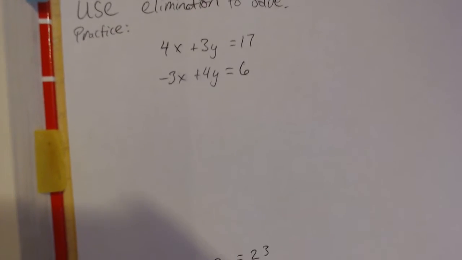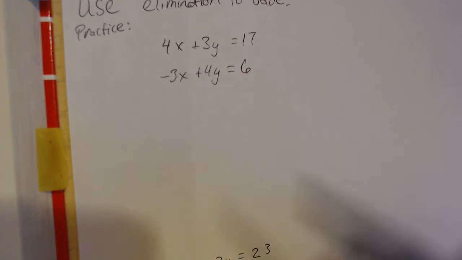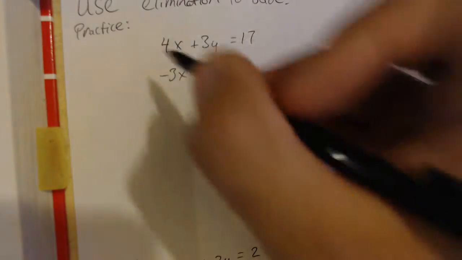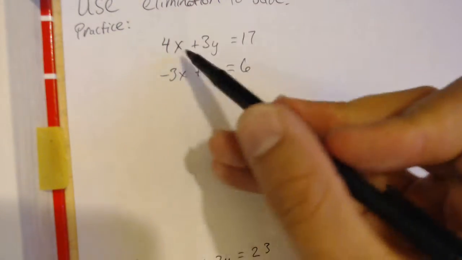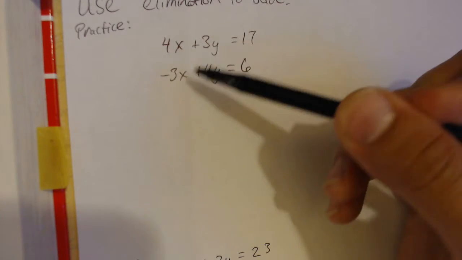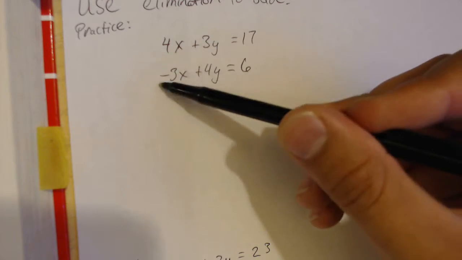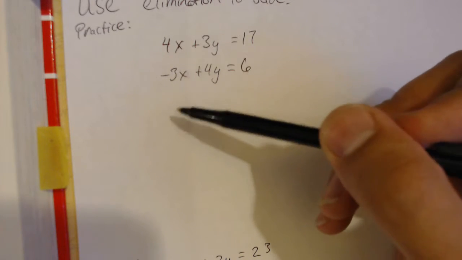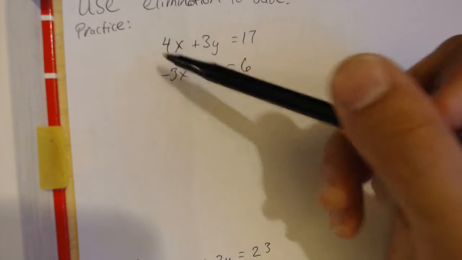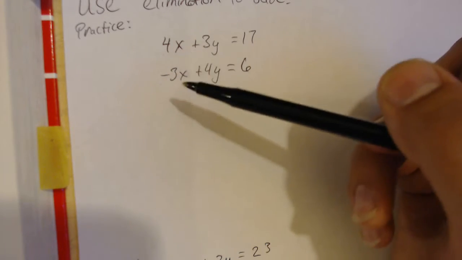And instead of substituting to solve, we're going to be solving using elimination, which means that we're going to eliminate one of the variables from the equation by adding both equations together. To do this, it works best if you pick a variable that has opposite signs in each equation. Like, for example, this 4x and this negative 3x, they have opposite signs because one is positive, one's negative. That's the best way to go about it.